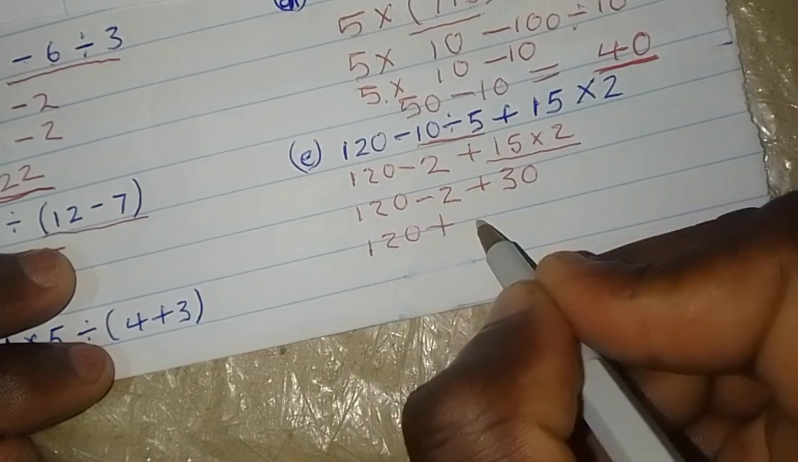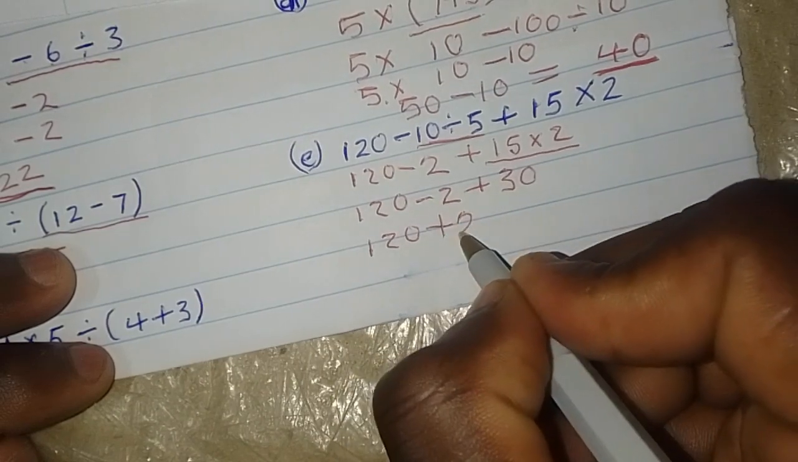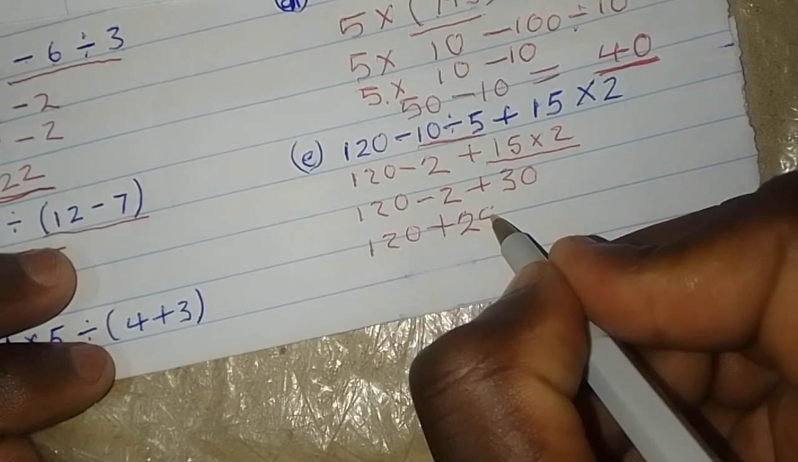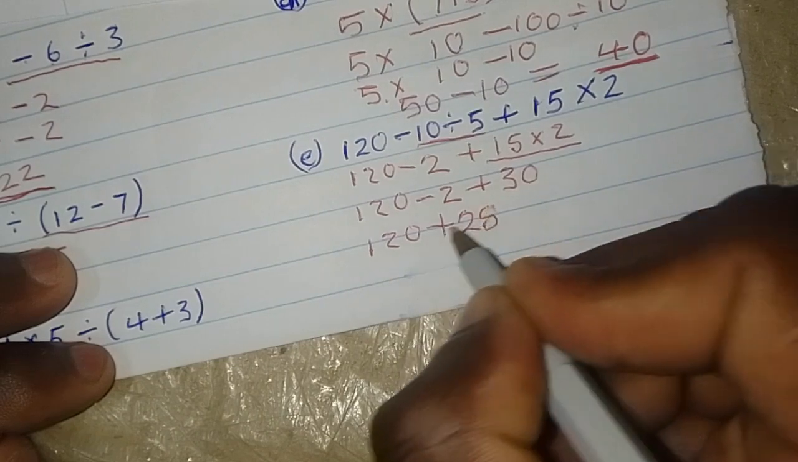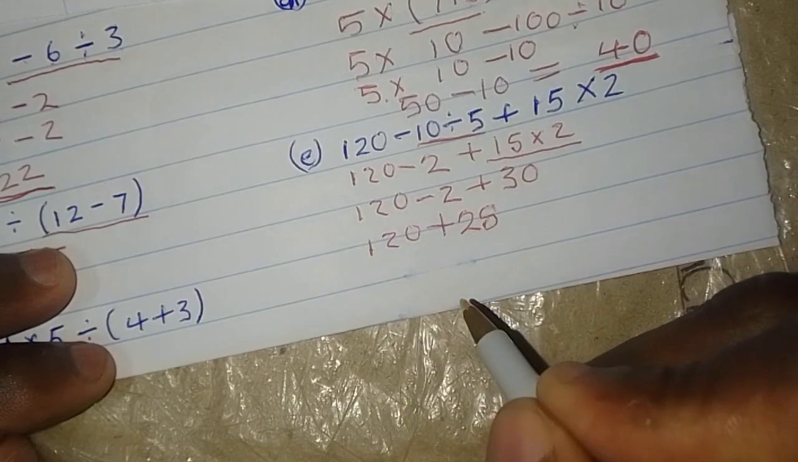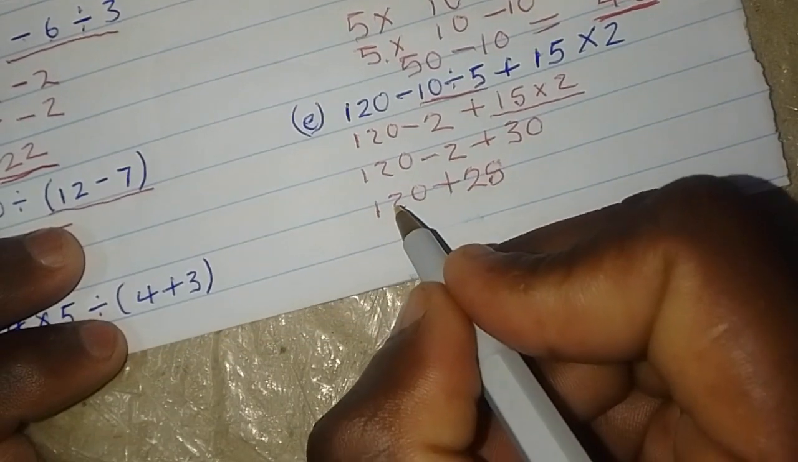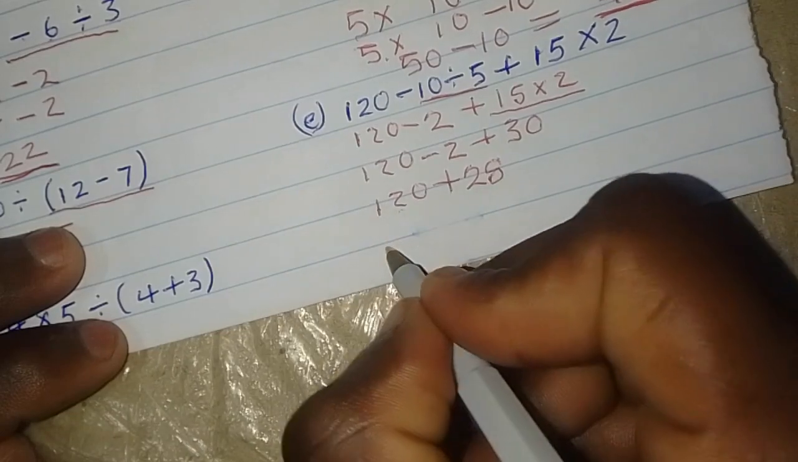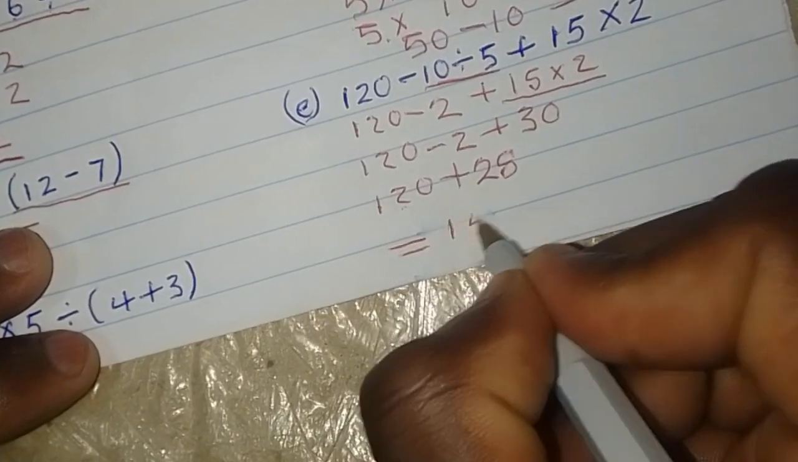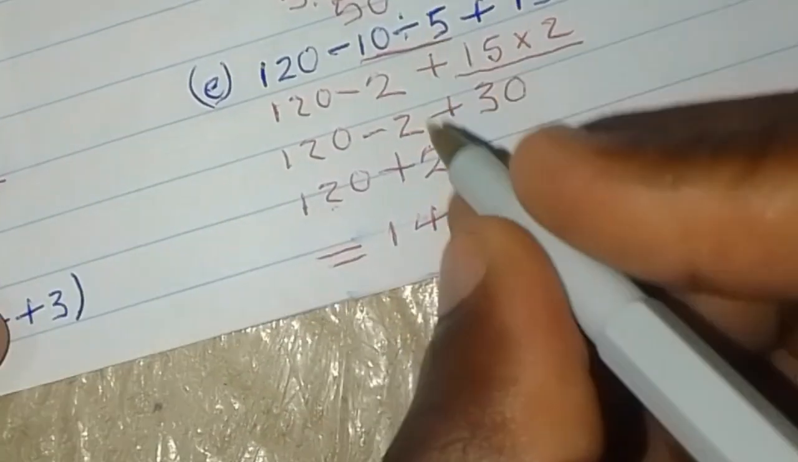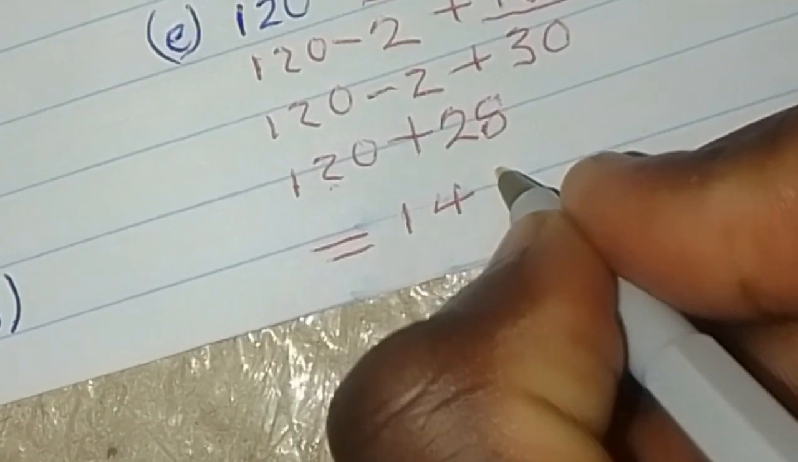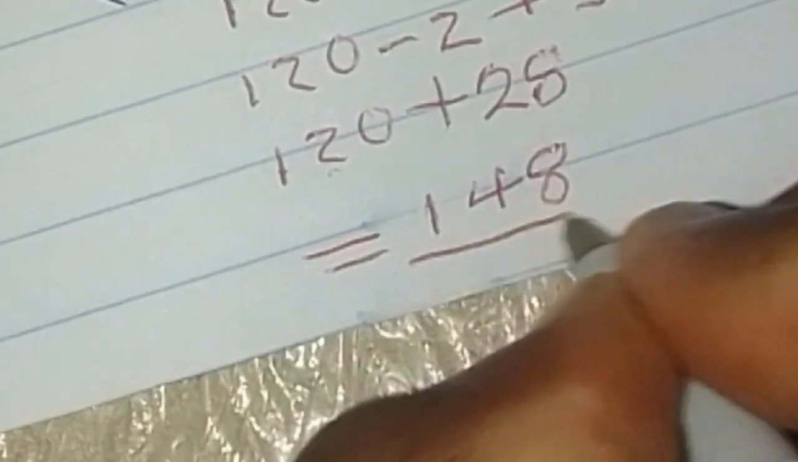If you have forgotten how to deal with your directed numbers, go back to the previous videos. There's a lot of content on this. Finally, let's add 120 plus 28. Our final answer is 148.